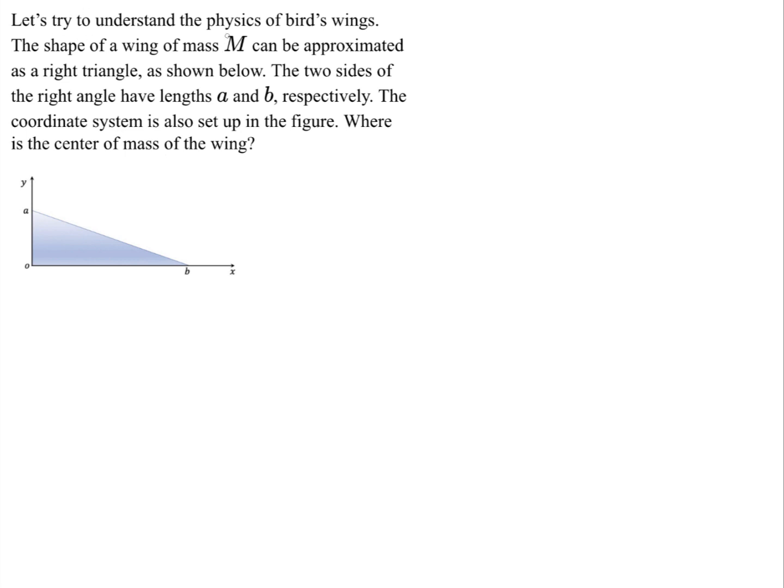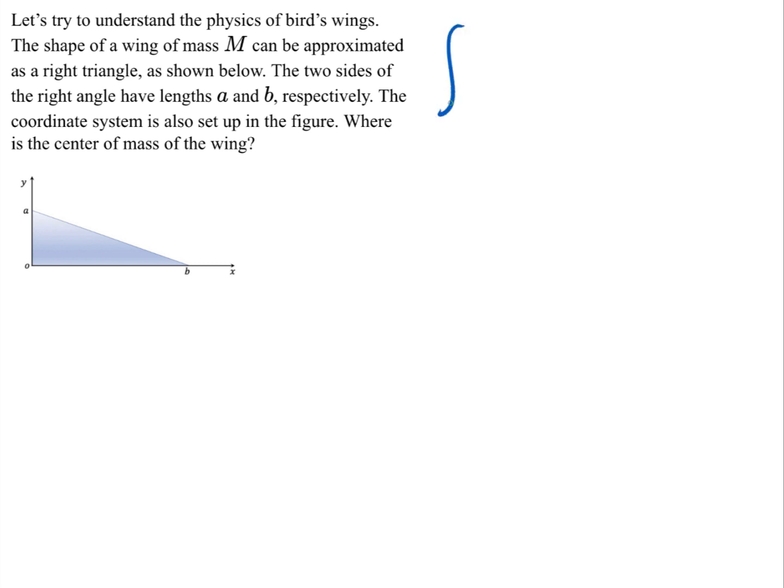Let's try to understand the physics of a bird's wing. The shape of a wing of mass m can be approximated as a right triangle, as shown here. The two sides of the right angle have length a and b, respectively. The coordinate system is also set up in the figure. Where is the center of mass of the wing?